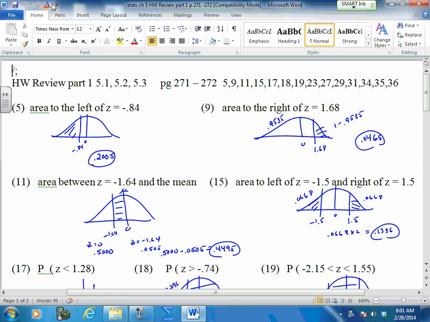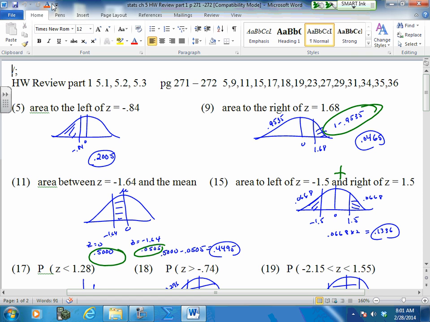Area to the left, that's exactly what we look up. Area to the right, we have to subtract it from 1. Area in between, remember you have to take your z-scores, you have to find your areas and subtract your areas, not your z-scores. A z-score of 0 is 50% of your field right there, so that's your 0.5. Okay?